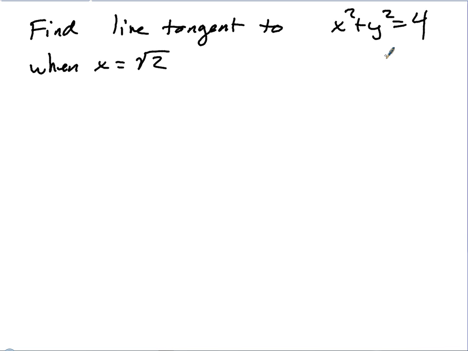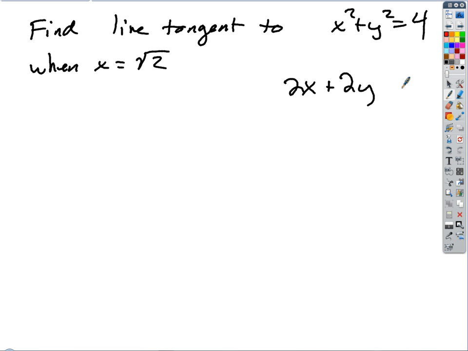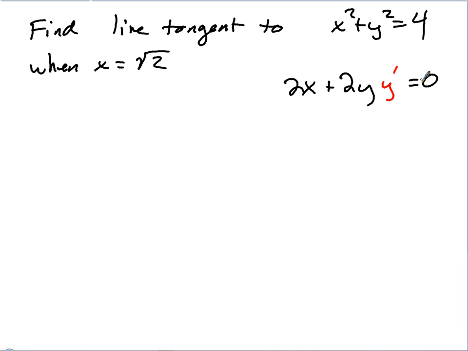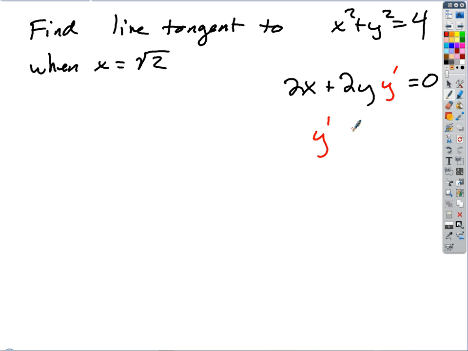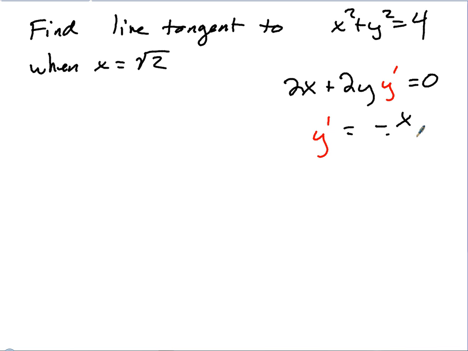So what do I get if I implicitly differentiate this? On the left, derivative of the first term is? Second term? Good, 2y, and then I've got the derivative of y is a y prime, equals 0. Good. Okay, so to solve for y prime, I can subtract 2x, divide by 2y, right? And what am I going to get if I do that? Y prime equals negative x over y, negative 2x over 2y, and the 2's cancel, right? Okay. So I get x's and y's in my answer.